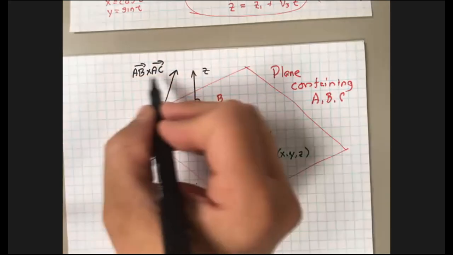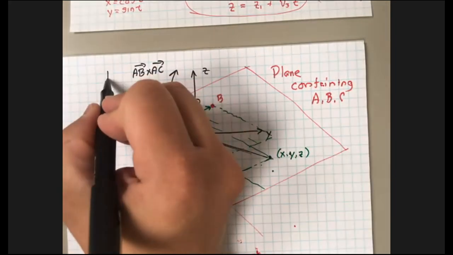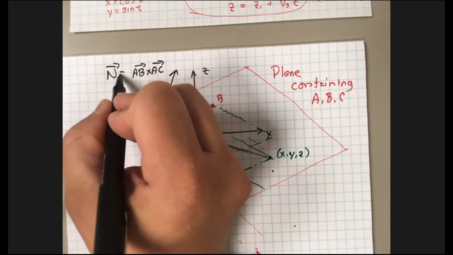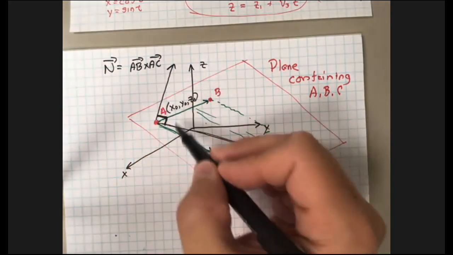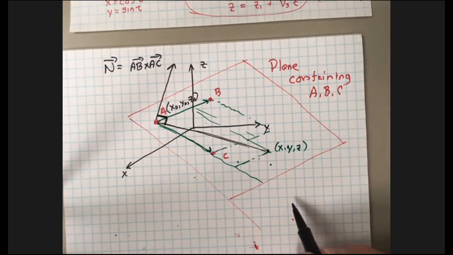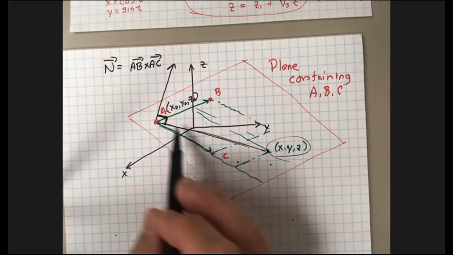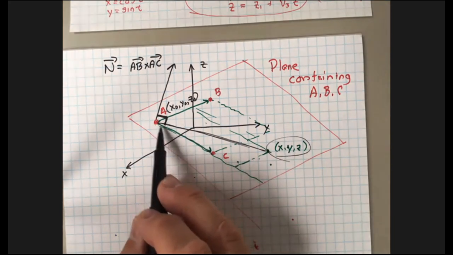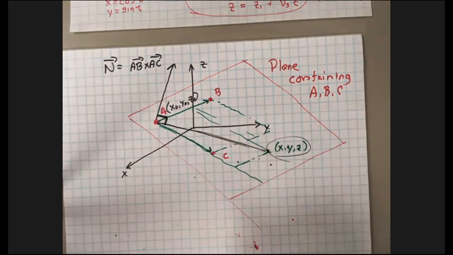So for short, let's call this cross product AB cross AC equal to capital N. I'll use capital N to represent normal. This vector AB cross AC is perpendicular to the plane. It's normal to the plane, right? So let me wrap up with this formula. To be a point in this plane, what do I have to be? I have to be normal to the normal. I have to be perpendicular to the normal.